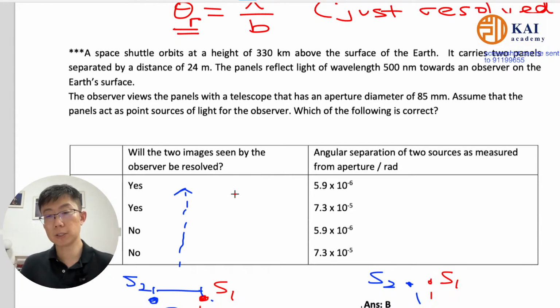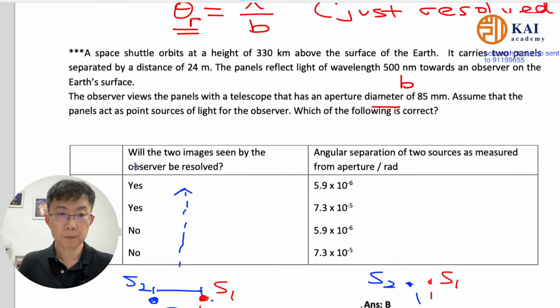Then you see what the question actually gives you, to help you solve it. A space shuttle orbits at a height of 330 km above the Earth. It carries two panels separated by a distance of 24 meters, and the panels reflect light of wavelength 500 nanometers towards an observer on the Earth's surface. The observer views the panels with a telescope that has an aperture diameter of 85 millimeters, so that's b. Assuming that the panel acts as a point source of light, which of the following is correct?